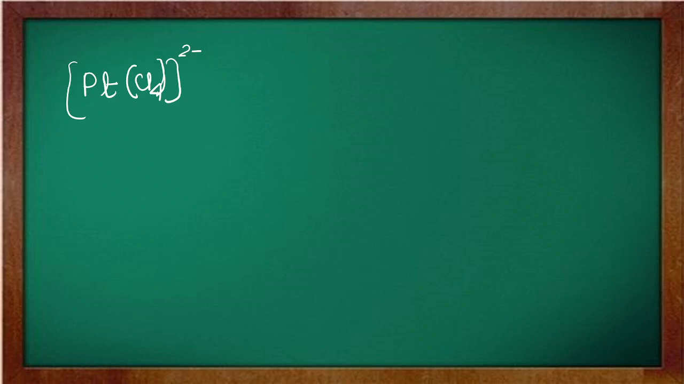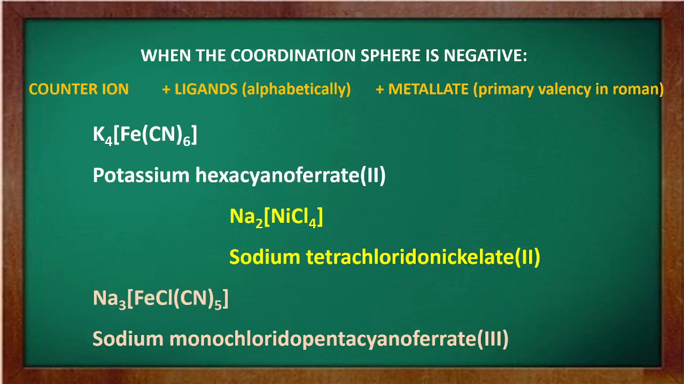First of all, you have to find out whether it is a cation or an anion. The first thing is that you have to determine whether your coordination sphere, the portion which is written inside the first bracket, is positive or negative. That is the first thing you have to determine. Since it is carrying a negative charge, it means that this is an anion. Now when it is an anion, the name is written in this type: first you write the counter ions, then the ligands, and then the metallate. This is how you have to write if it is negative.